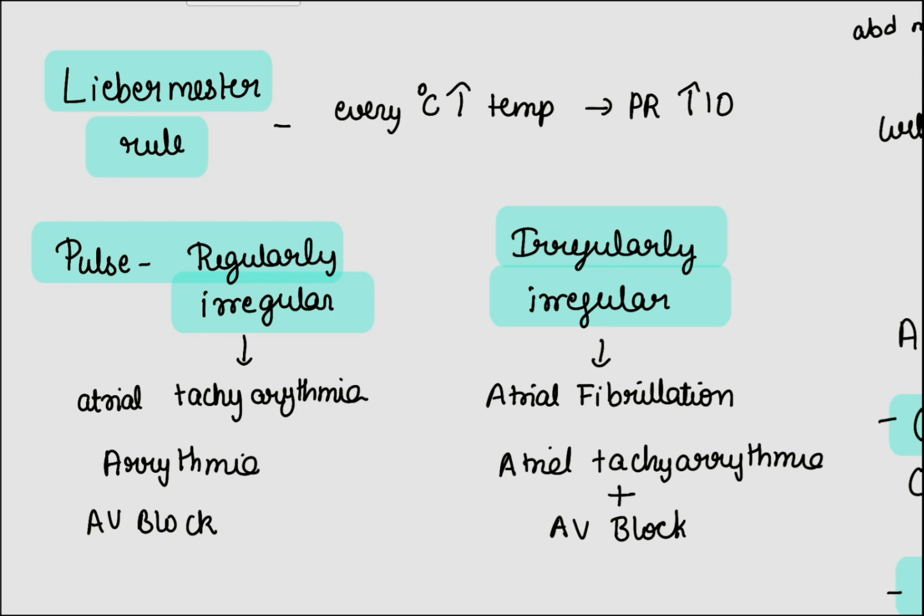Then pulse is described as regularly irregular, irregularly irregular. For regularly irregular, we have to know three minimum causes, that is atrial tachyarrhythmia, arrhythmia, AV block. For irregularly irregular, atrial fibrillation, atrial tachyarrhythmia plus AV block.